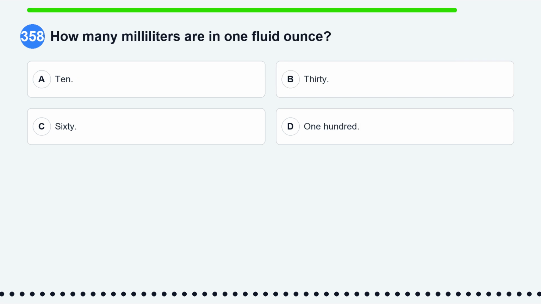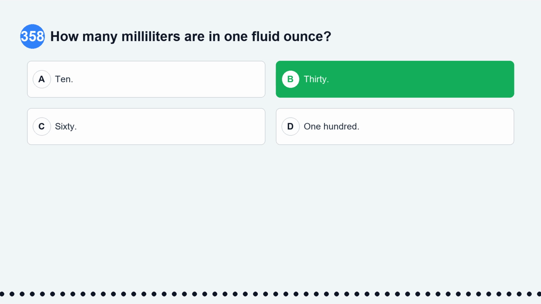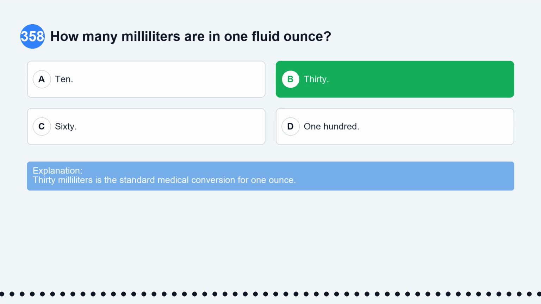Question 358. How many milliliters are in 1 fluid ounce? Option A, 10. Option B, 30. Option C, 60. Option D, 100. The correct answer is option B, 30. 30 milliliters is the standard medical conversion for 1 ounce.